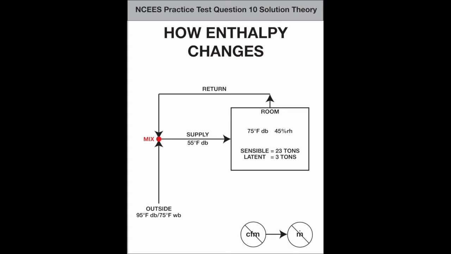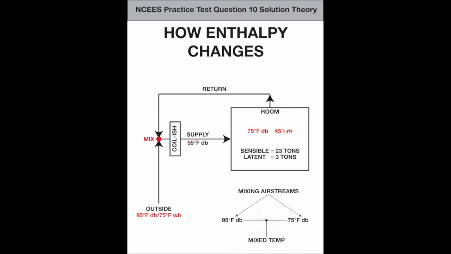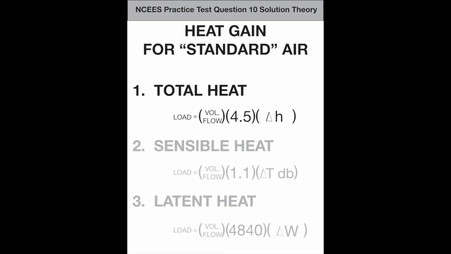And it's clear that the 2 airstreams are passing through some type of heat transfer equipment and not just merely mixing. It's clear because 55 degrees isn't between 75 degrees and 95 degrees. This mixture must be hotter than 55 degrees because the mixed air temperature always lies on a straight line between the mixing airstreams. So, the total heat gain equation has 2 missing variables, CFM and delta H. Some other solution path must be found.